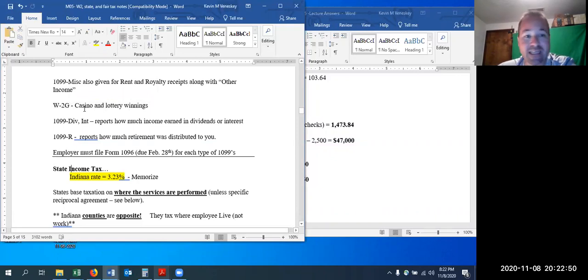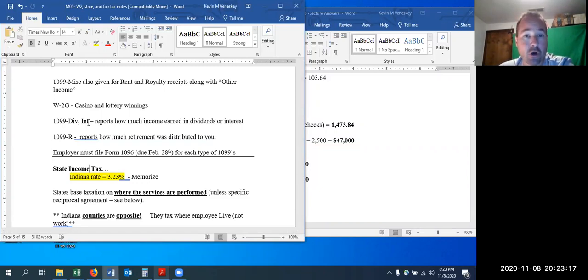1099 dividend or a 1099 interest. This is just showing how much you've earned through dividends or interest. That's all it is. There are some different categories within this. It's not quite as simple as that, because there are non-taxable interest and different ways of getting interest, but that's all they report on that form. There's a 1099 DIV and there's a 1099 INT, two separate forms.